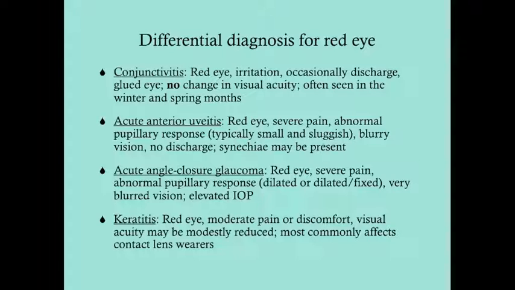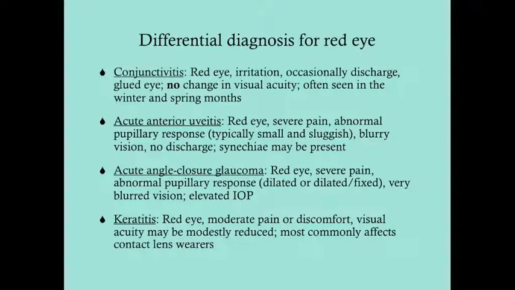So in addition to the red eye and severe pain, typically you will have miosis. And even in dark settings, you won't be able to dilate the pupil. That's just because of the inflammation. You're unable to open the pupil. They may also have difficulty fixating. Okay, so in addition to that, of course, they'll have the blurry vision. They typically won't have discharge.